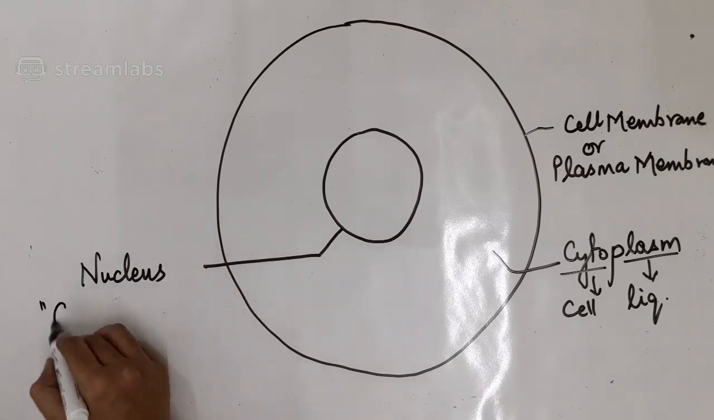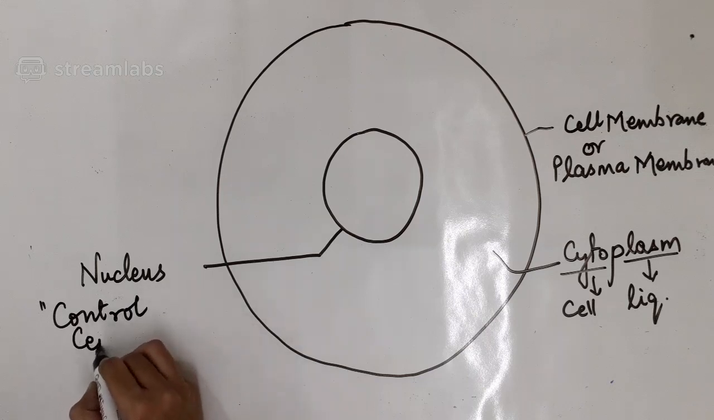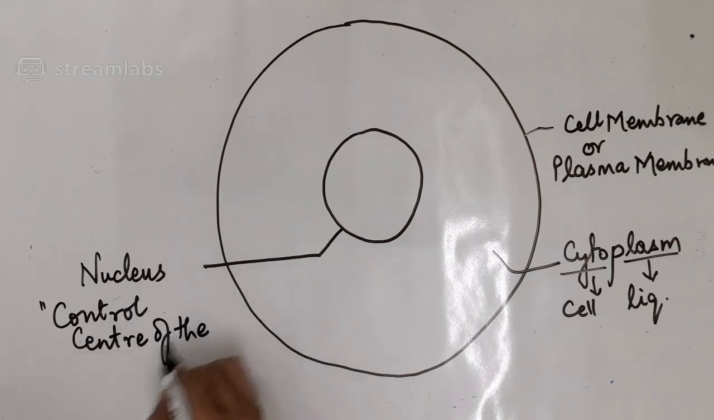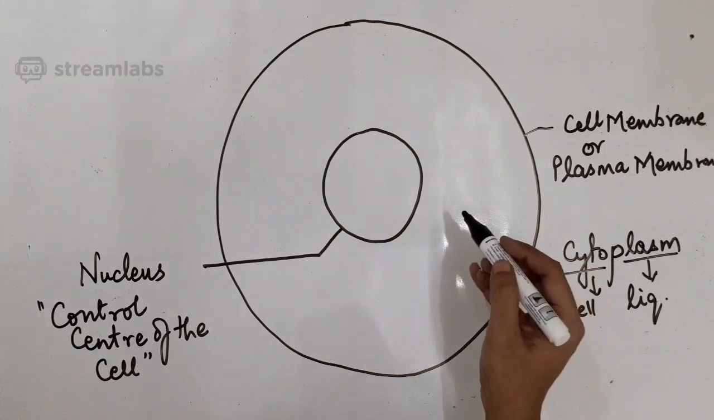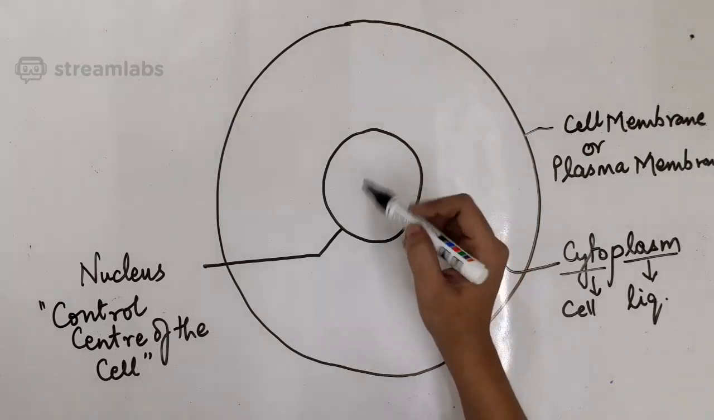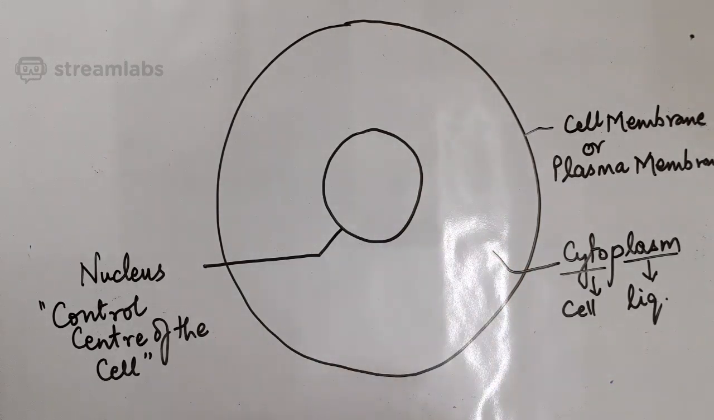This is also known as the control center of the cell. Why is it called the control center of the cell? Because it regulates the functions of other cell organelles. Other cell organelles like ribosomes, mitochondria, Golgi bodies, endoplasmic reticulum, plastids are present in a plant cell, cell wall, centrosome, lysosomes. These are present specifically in plants or animals.